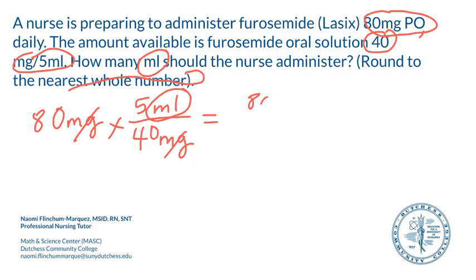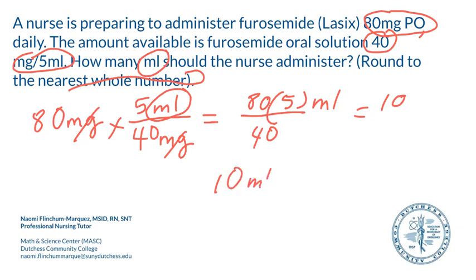So we would do 80 times 5 over 40. And we still have our milliliters up there, so we'll put it up there. 80 times 5, I'm using my iPhone calculator, divided by 40 equals 10. So our answer would be 10 milliliters. All right, let's do another one.